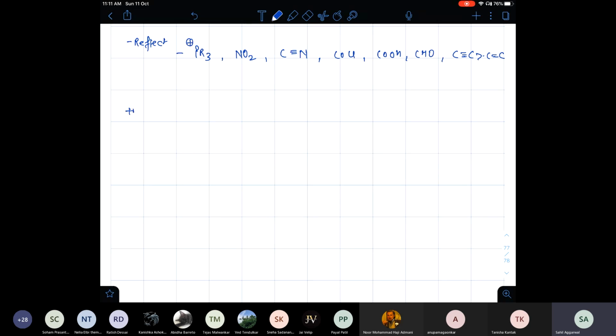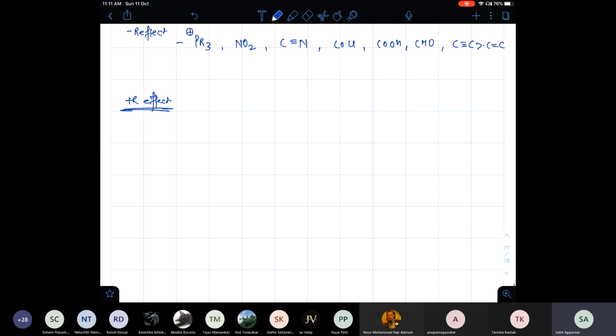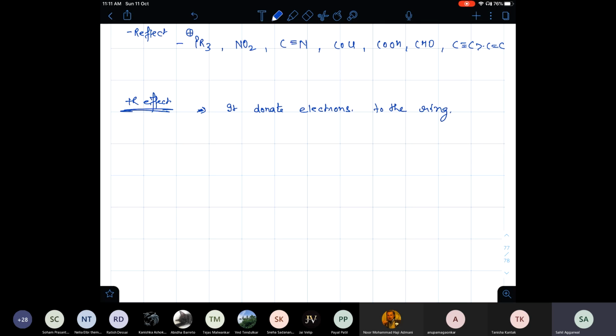Minus R effect, plus R effect. Plus R effect donates electrons to the ring and increases electron density.